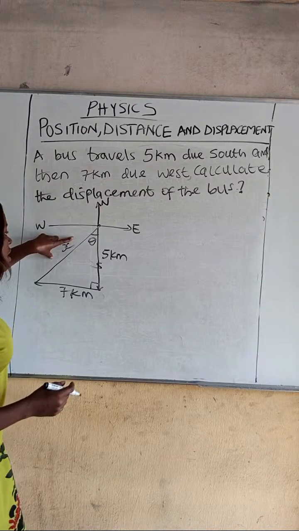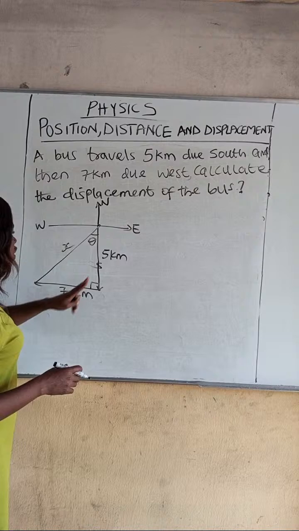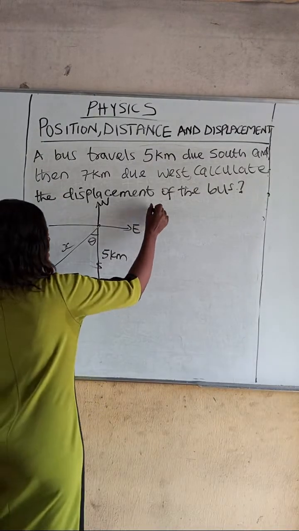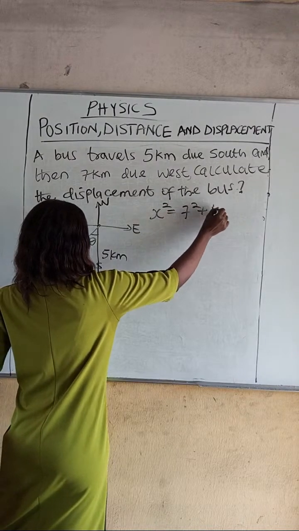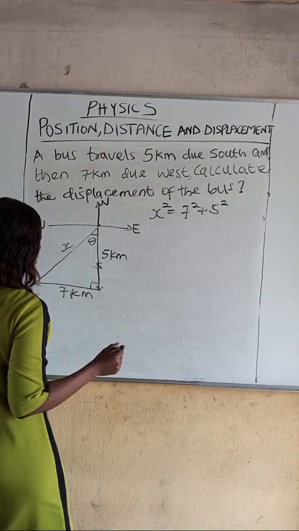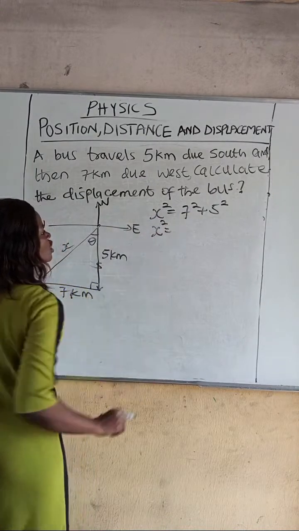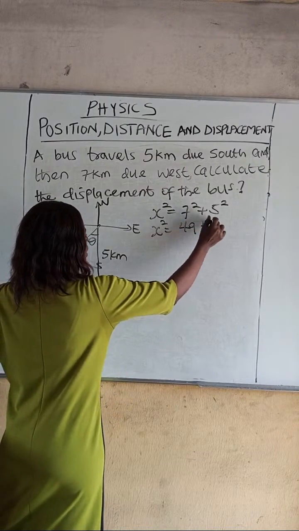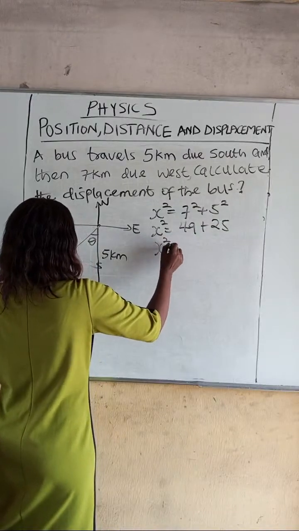Hypotenuse square, hypotenuse is the longest side, is equal to opposite square plus what? Adjacent square. So if that is the case, I'm going to say x square is equal to 7 square plus 5 square, right? Okay, so x square is equal to, the square of 7 is going to give me 49 plus 25. Okay, so what do we have?